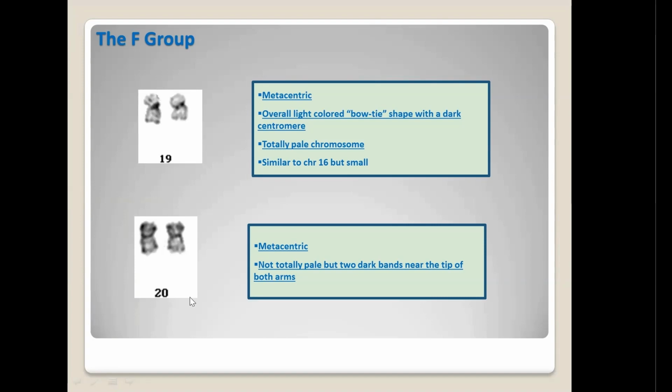So let's come to chromosome 20, which is also metacentric, and it is not a pale chromosome. It has 2 dark bands, both near the tip of the arms, one at the P arm and another at the Q arm. So that is the difference between these two chromosomes. It is not totally pale, but it is a pale chromosome.